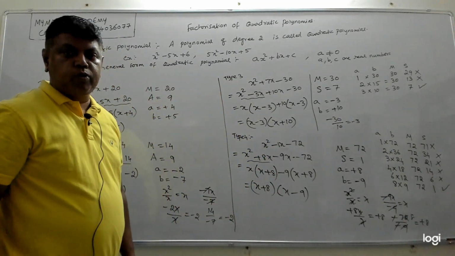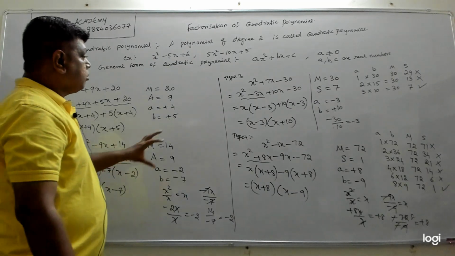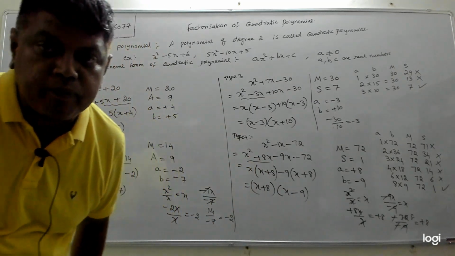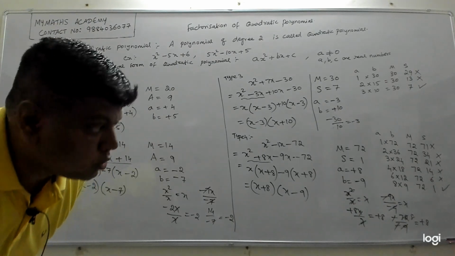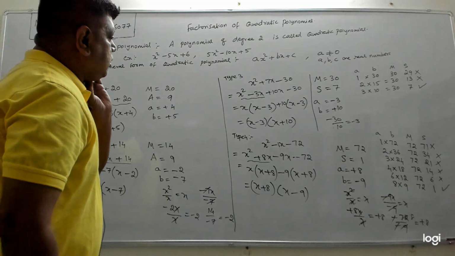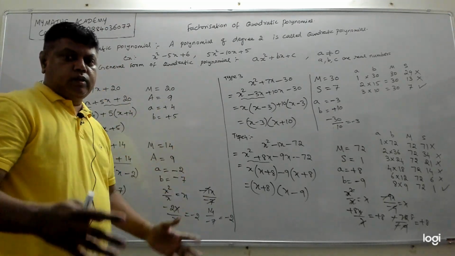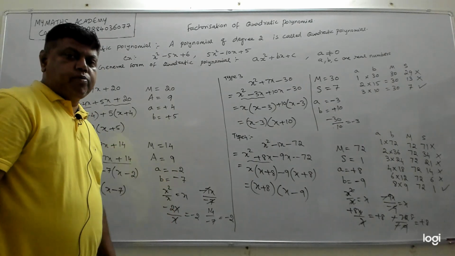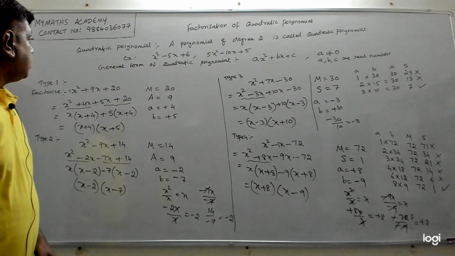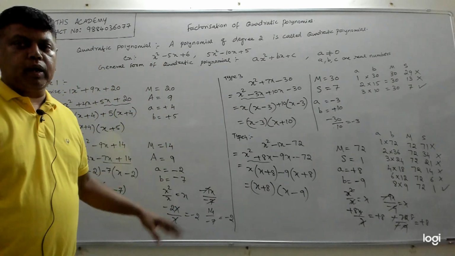Clear? So these are the 4 types that we have: type 1, type 2, type 3, and type 4. Fine. So now we can stop here, and I will have one more session where I will do some more problems on factorization of quadratic polynomial.